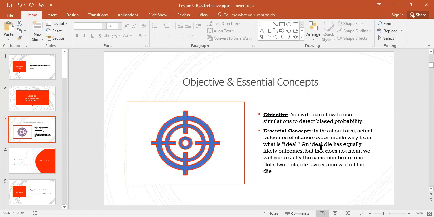So an ideal die, right, a singular die, has equally likely outcomes, but that does not mean that we will see exactly the same number of 1 dots, 2 dots, 3 dots, and so on every time we roll the die. Each side of a die has an equal likelihood of being landed on, but that doesn't mean that if I roll the dice like 50 times, I'm going to see the numbers the same number of times, right? Because that's real life.